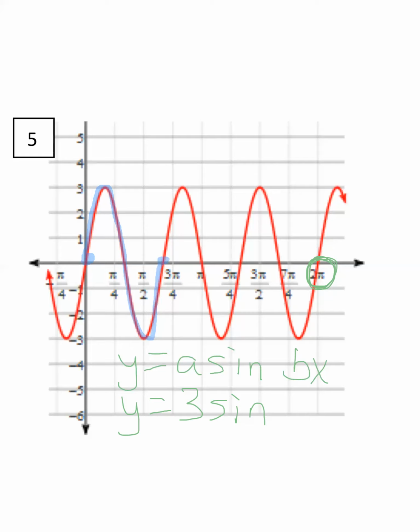And so my second full cycle starts here. There's the second full cycle. And then let's do one more cycle. Starts here and goes to end at 2 pi. Okay, so there were 3 full cycles that happened in 2 pi, which means my answer is just going to be 3x.